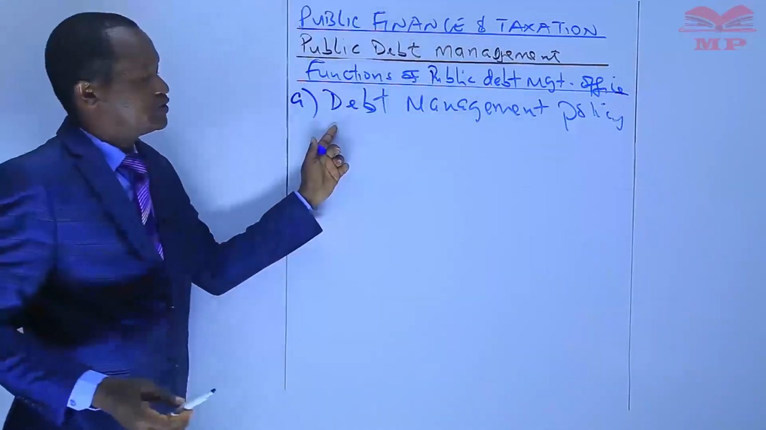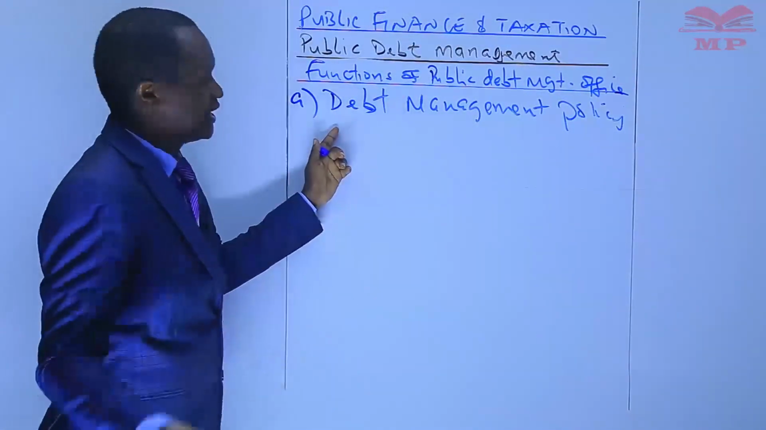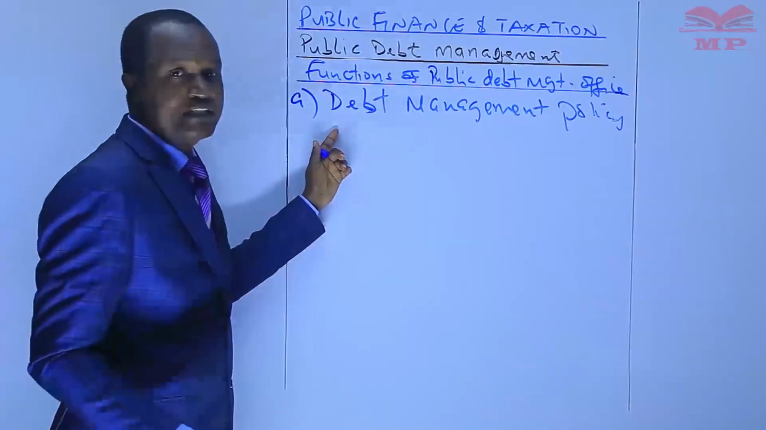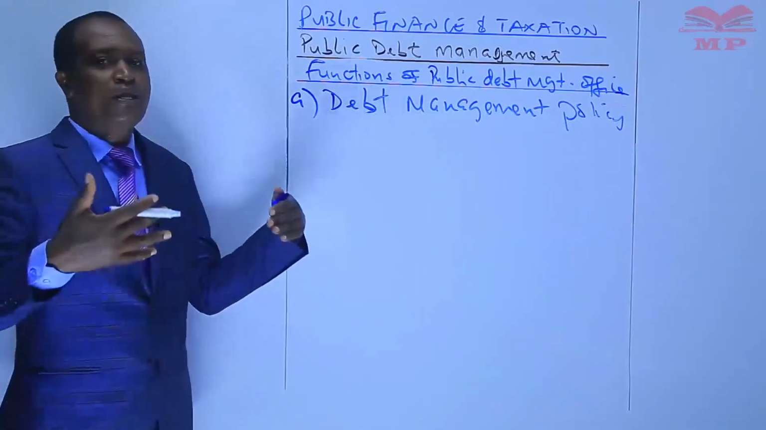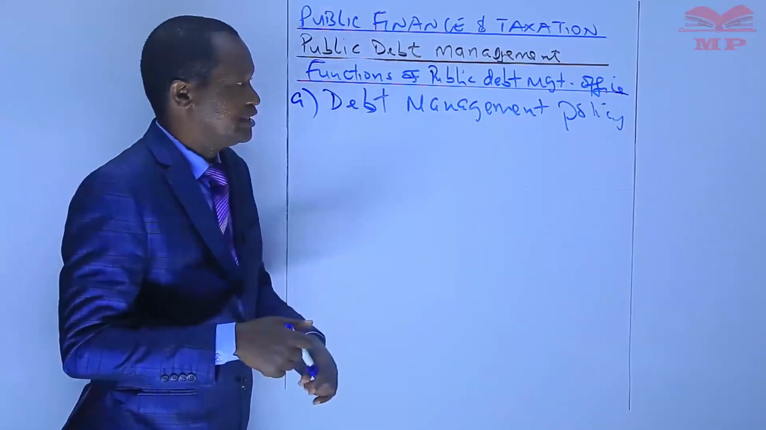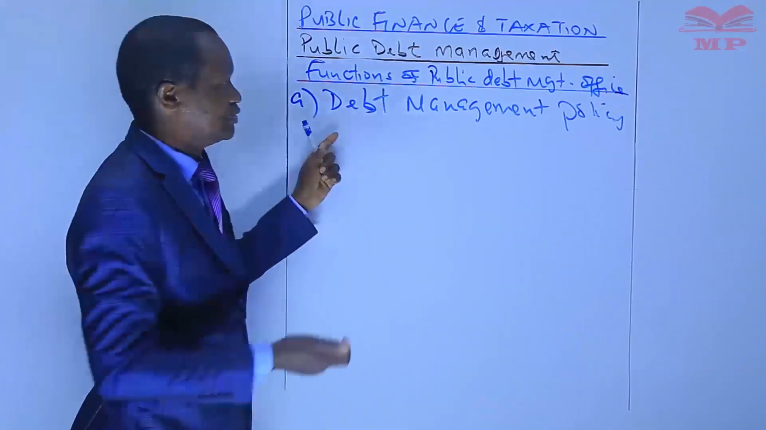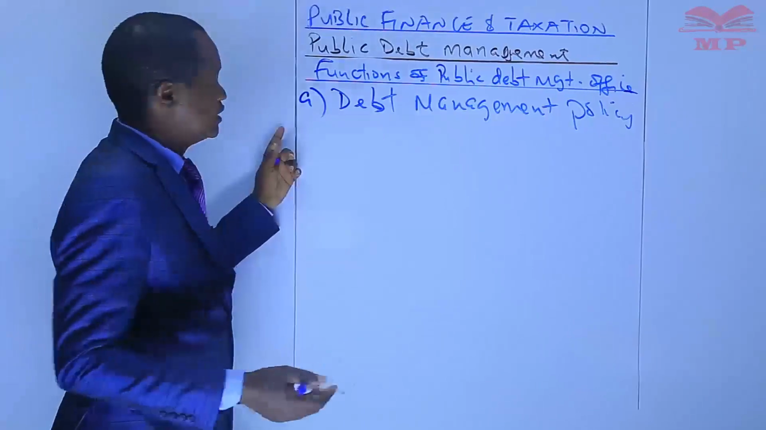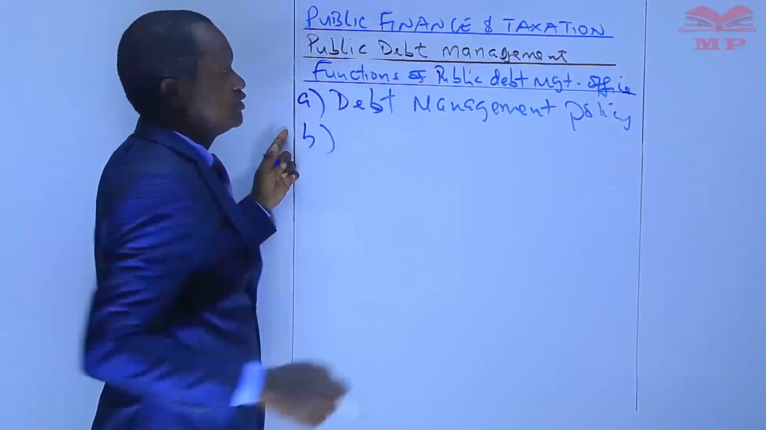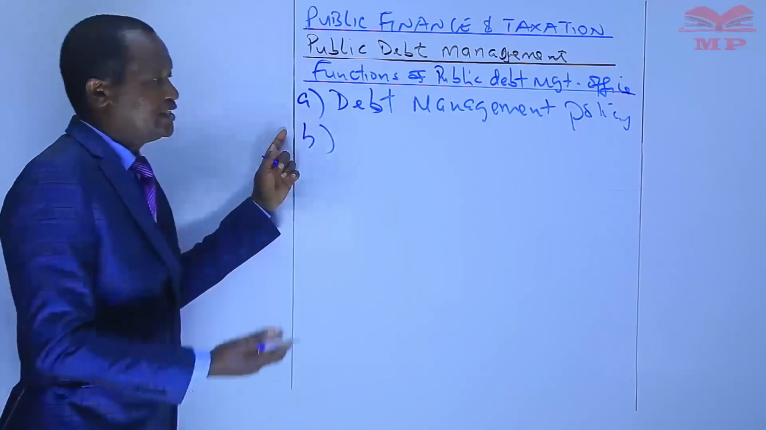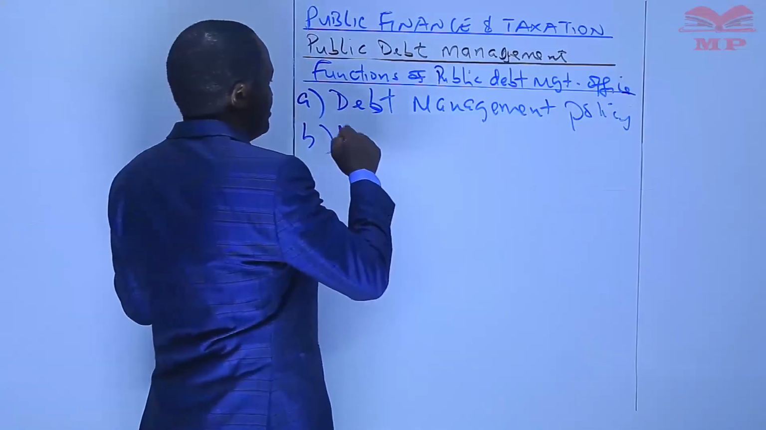The first function is to carry out the government's debt management policy of minimizing its financial cost over the long term, taking account of risk. The second function is to maintain a reliable database.